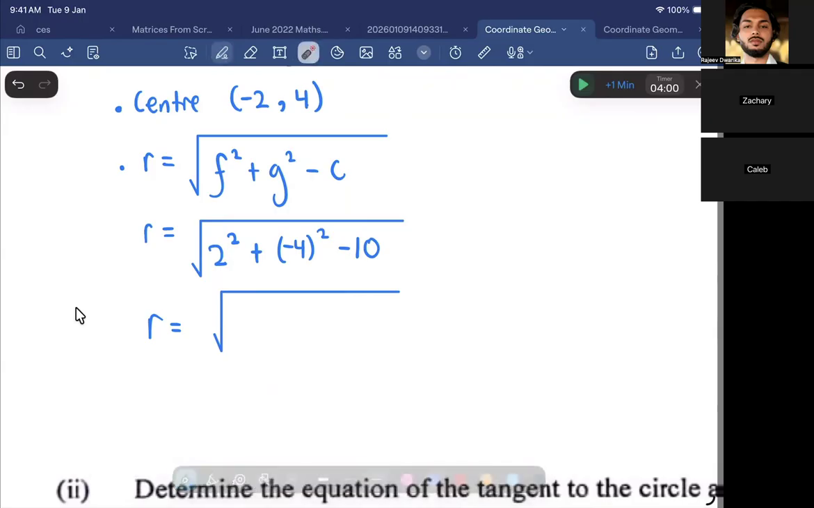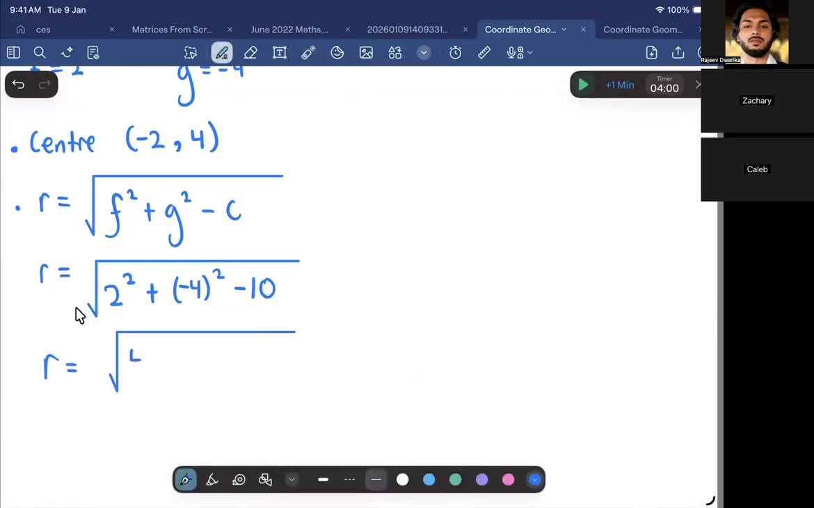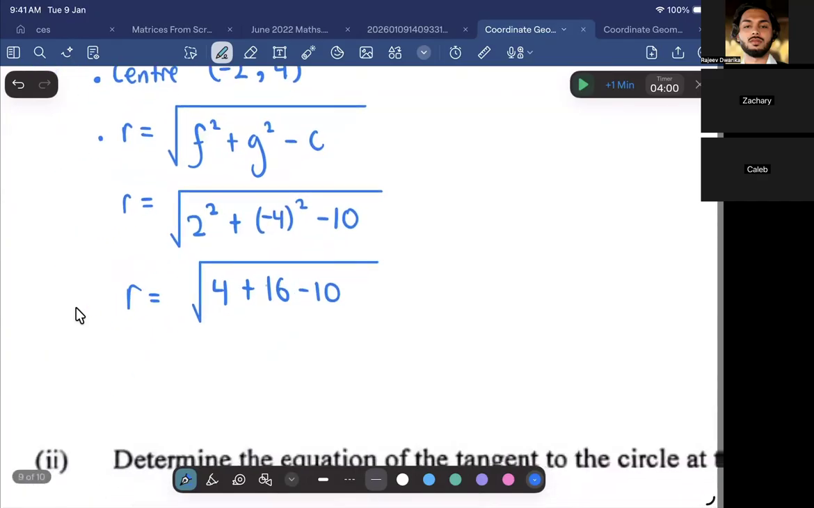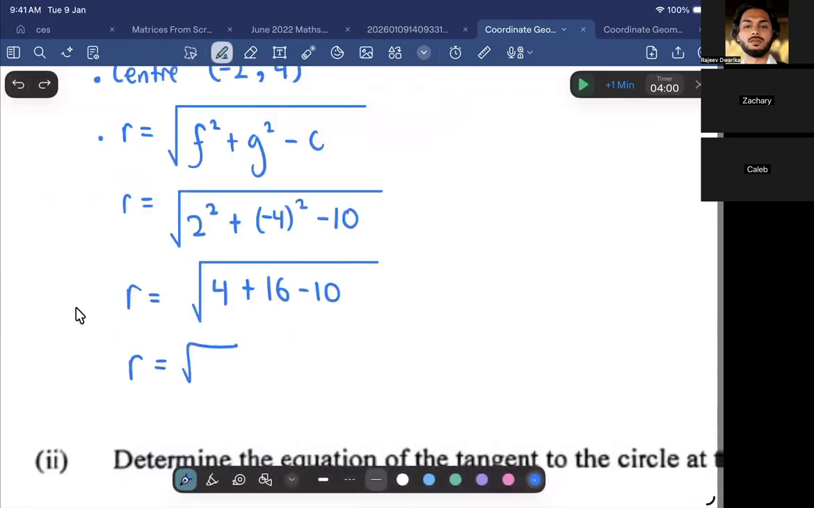That's some crazy allegations. Let's think about it, Caleb. What does negative 4 squared mean? It's 16, because it's really negative 4 by negative 4, and a negative times a negative is a plus. So 2 squared is 4, then negative 4 squared is 16, so 4 plus 16 minus 10. You're going to end up with the square root of 10. You cannot simplify this, so you leave it as the square root of 10. So you write root 10 units.